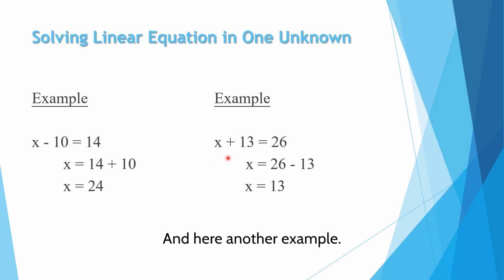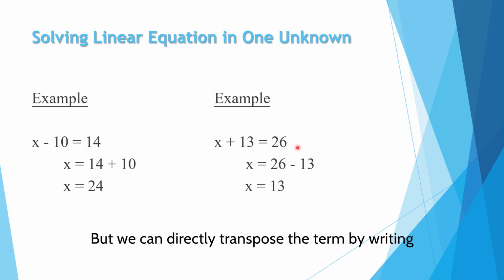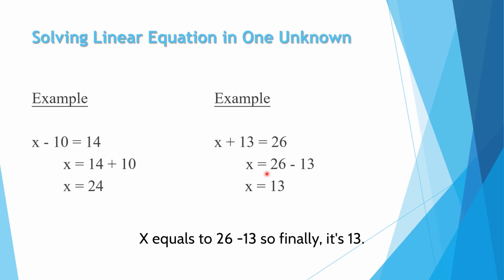And here another example, x plus 13 equals 26. We can omit the step of writing both minus 13 on the left hand and right hand sides, but we can directly transpose the term by writing x equals 26 minus 13. So finally it's 13. The answer is 13.